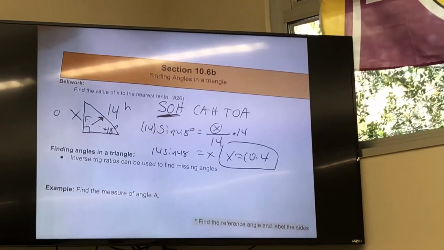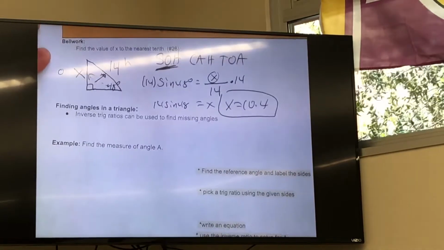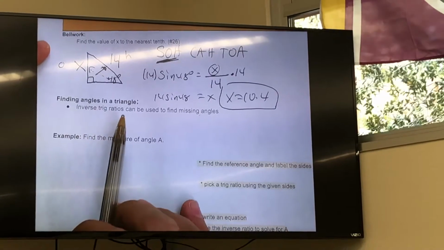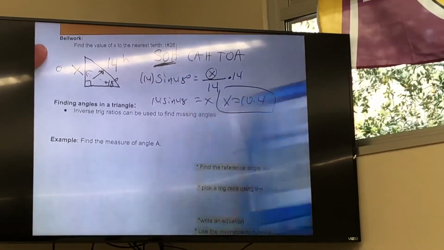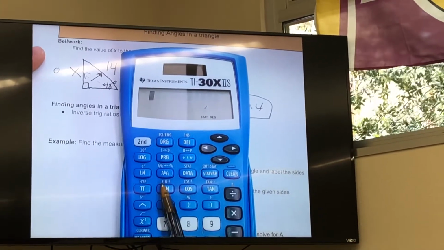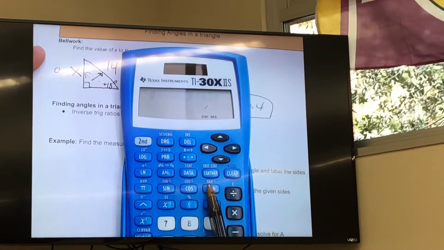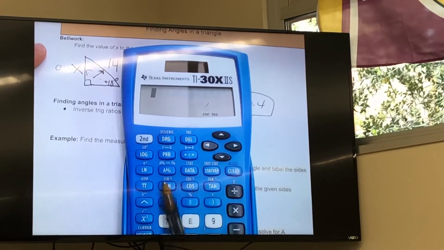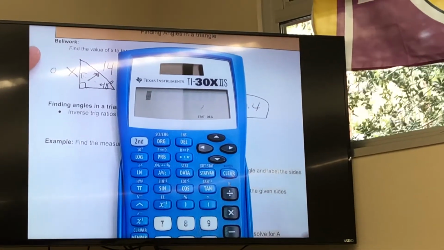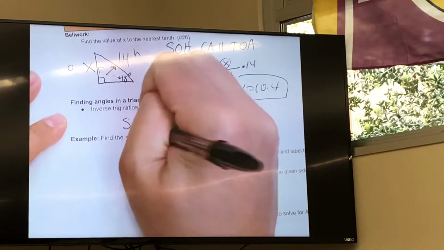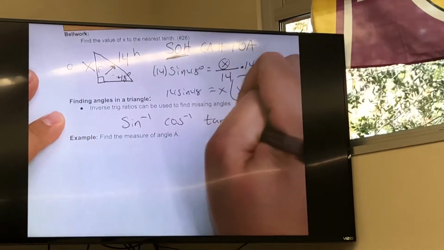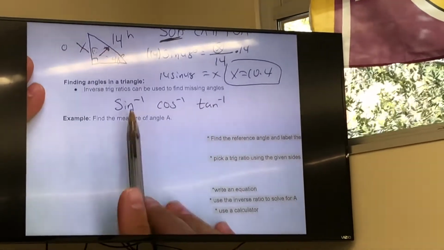For part 2, we're going to be finding angles in a triangle. We're going to use the inverse trig ratios to find the missing angles. If you look at your calculator, you'll see sine -1, cosine -1, and tan -1. Those are the functions we will be using today. I'll show you how to select those with your calculator when we get to the problem. Again, these are the inverses.